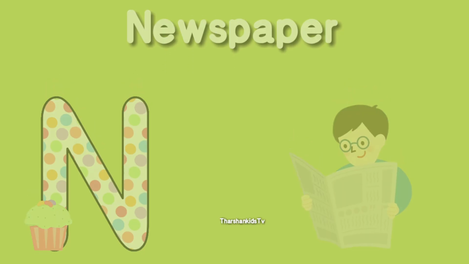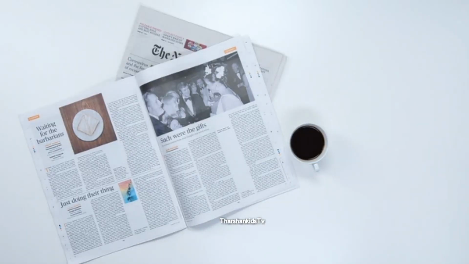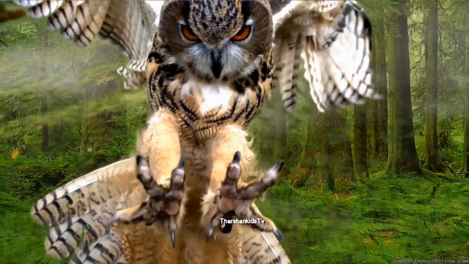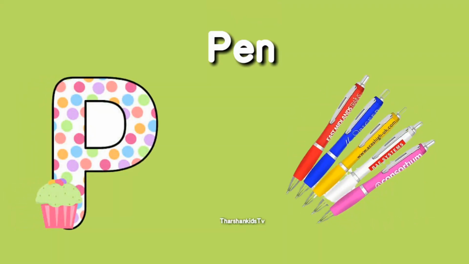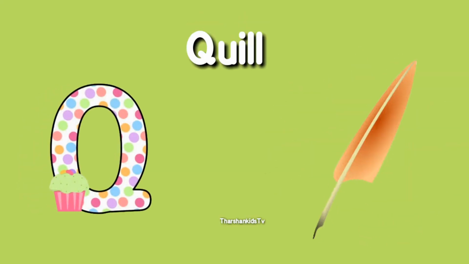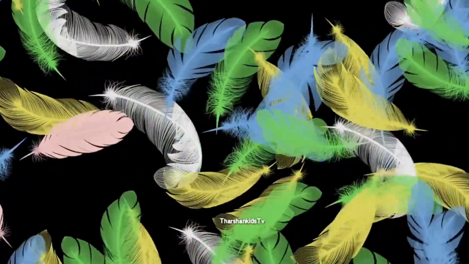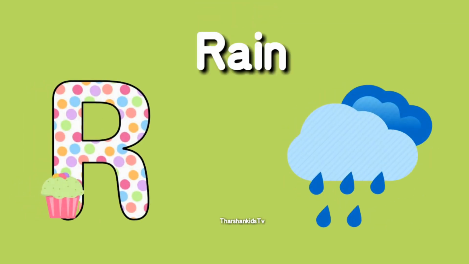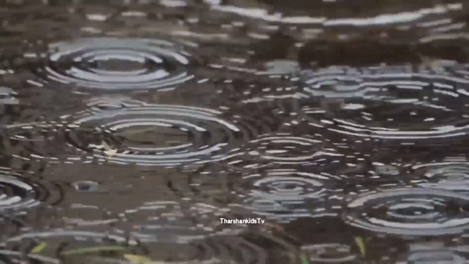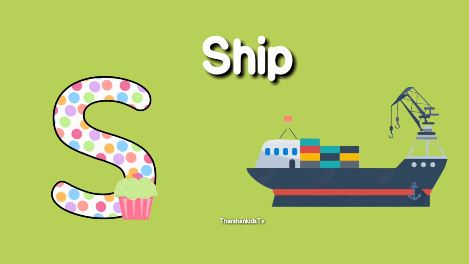N for newspaper. O for owl. P for pen. Q for quill. R for ray. S for ship.